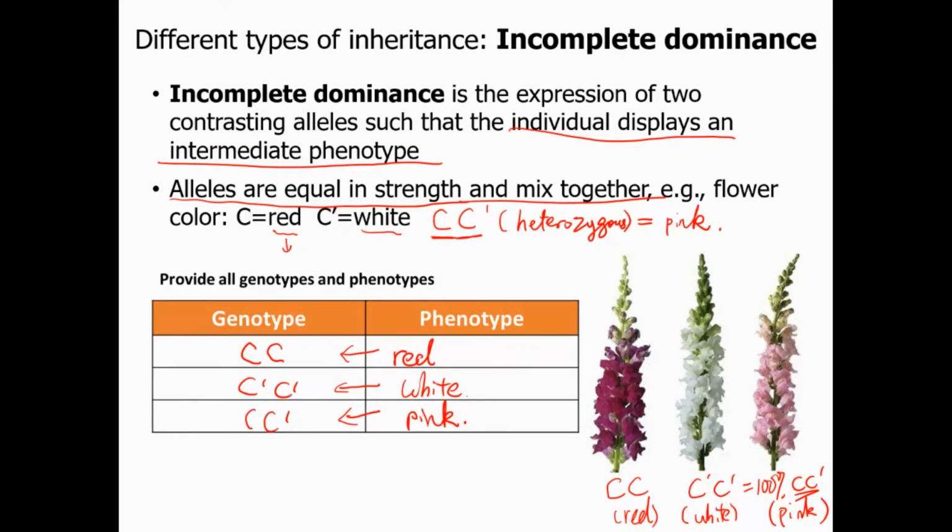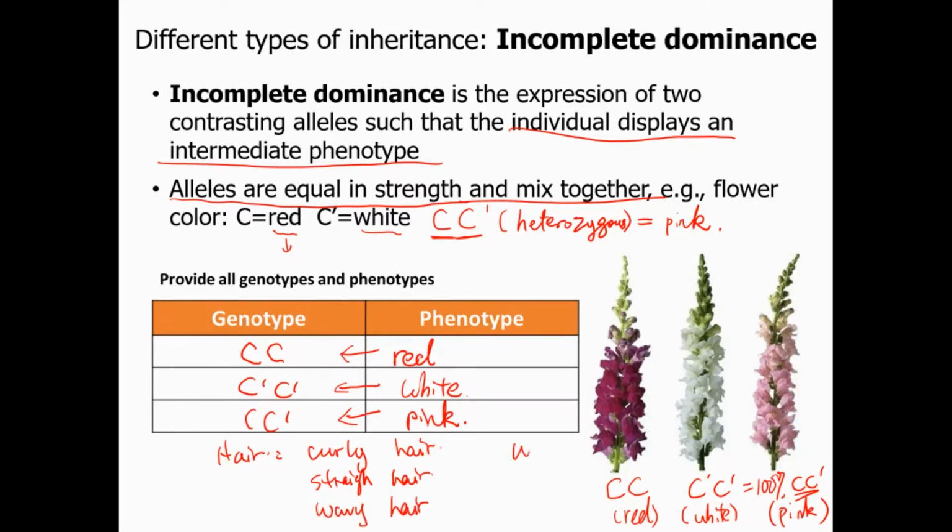So let me give you another example. Let's talk about hair. So one trait is curly hair. And then the other one is straight hair. And there is the intermediate trait, which is wavy hair.